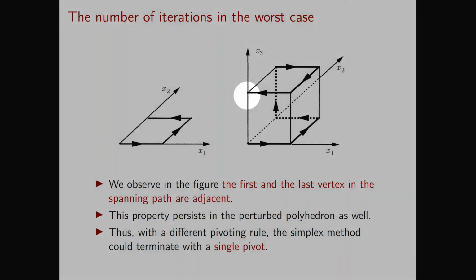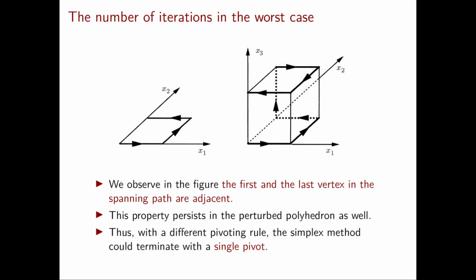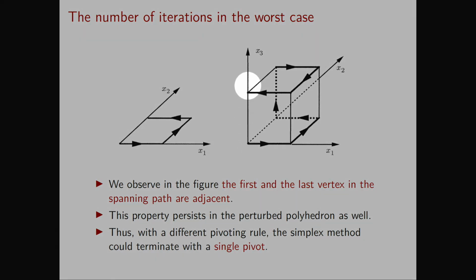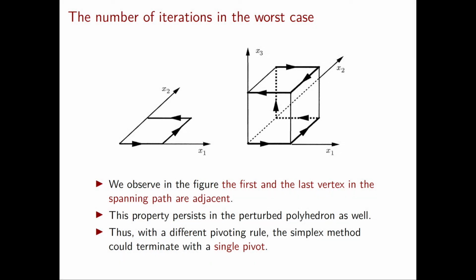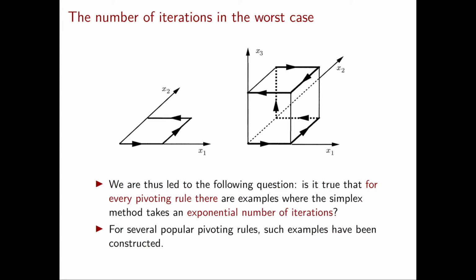However, notice that the optimal vertex is in fact adjacent to the starting vertex, and this happens in the perturbed cube as well. So while the pivoting rule that we discussed takes an exponential number of pivots, with a completely different pivoting rule, we could have gone to the optimal solution in just one pivot. In fact, the complexity of the simplex algorithm really boils down to the pivoting rule that is used.